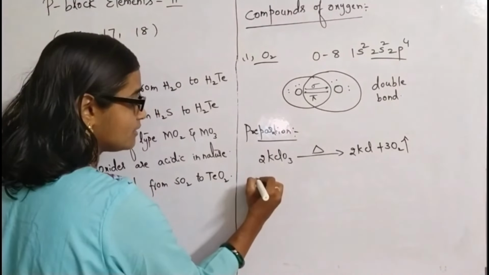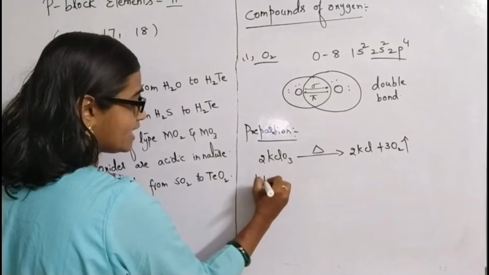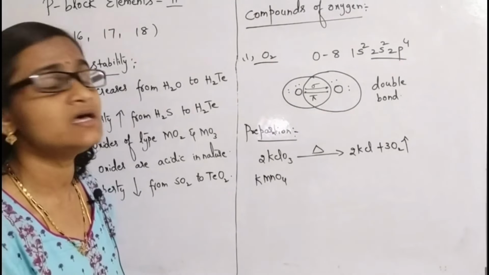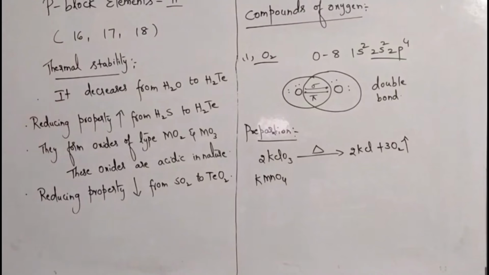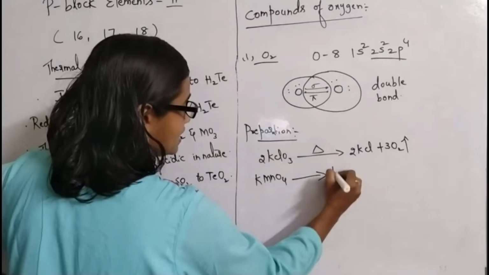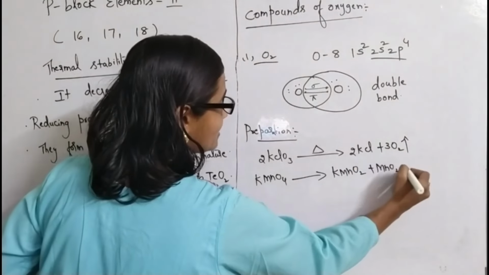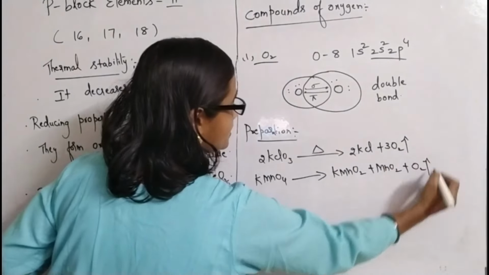Even if you take potassium permanganate, KMnO4, a pink colored salt, if you decompose it, you will get potassium manganate, manganese dioxide, and oxygen also.